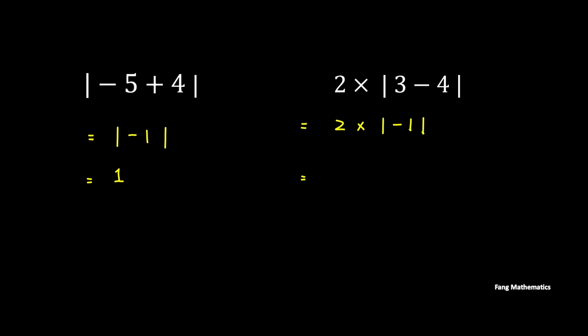And now you are required to remove the absolute value sign. So what is the absolute value of -1? That should give you 1. The negative number turns to its positive. And we are to copy the 2 times. So 2 times 1 will ultimately get you 2.